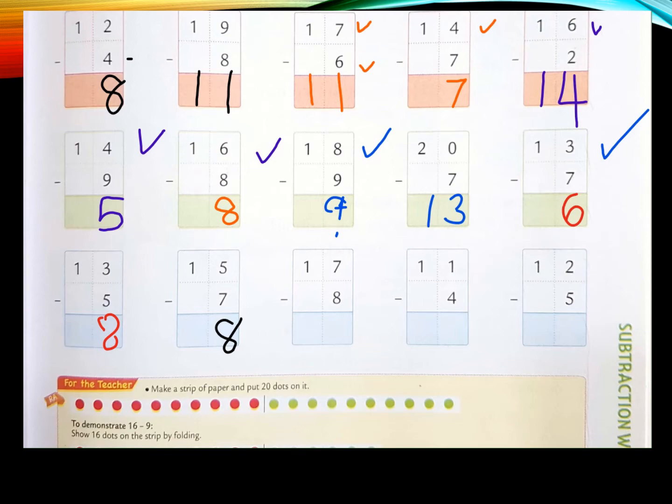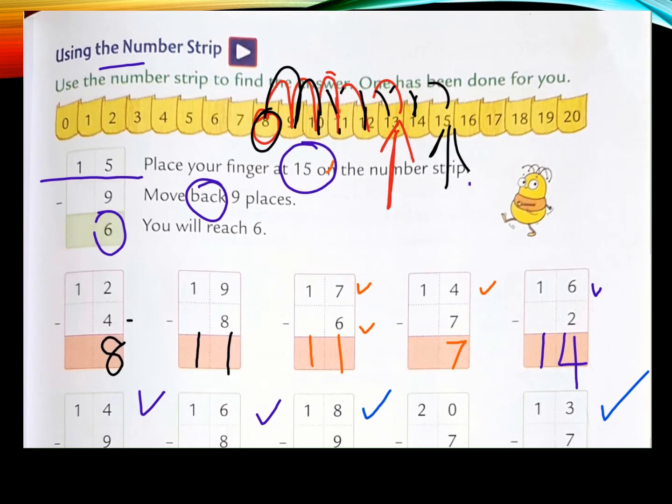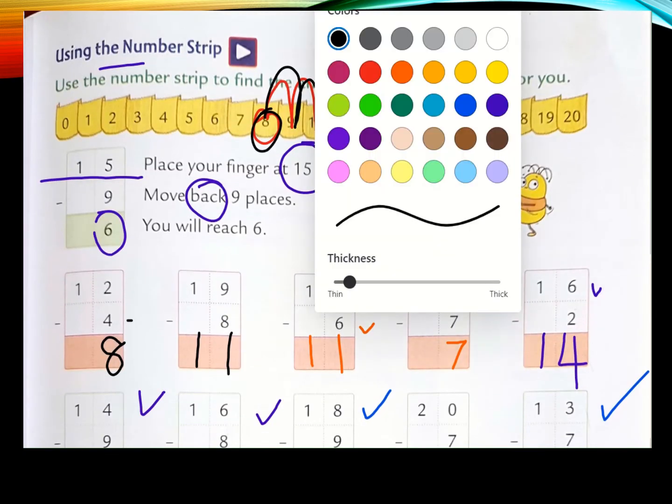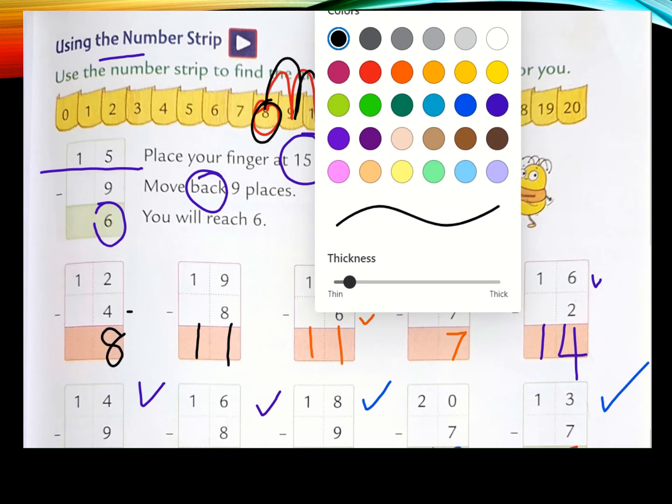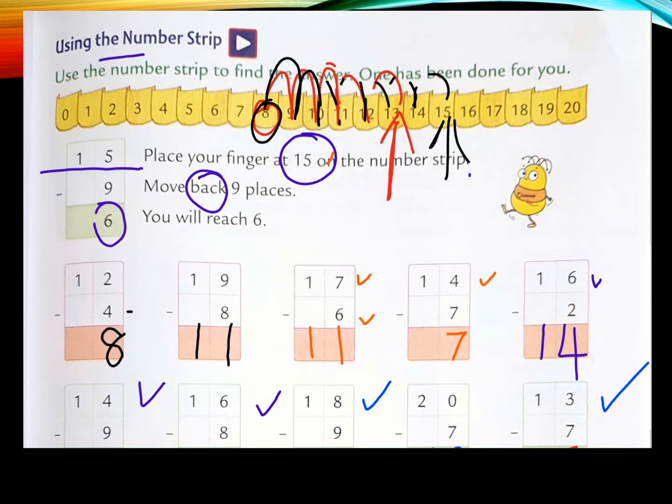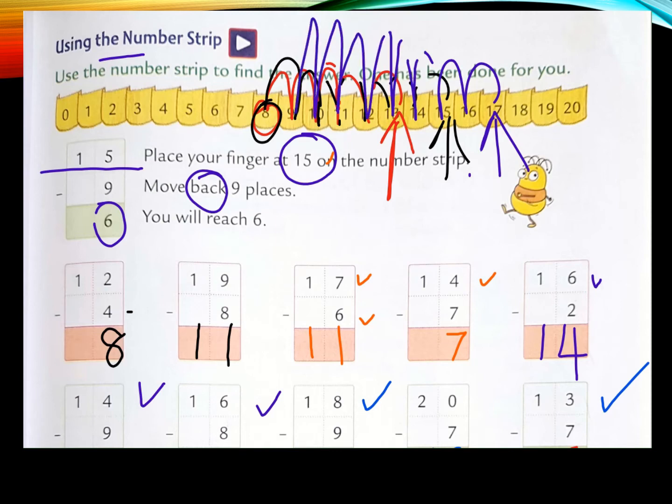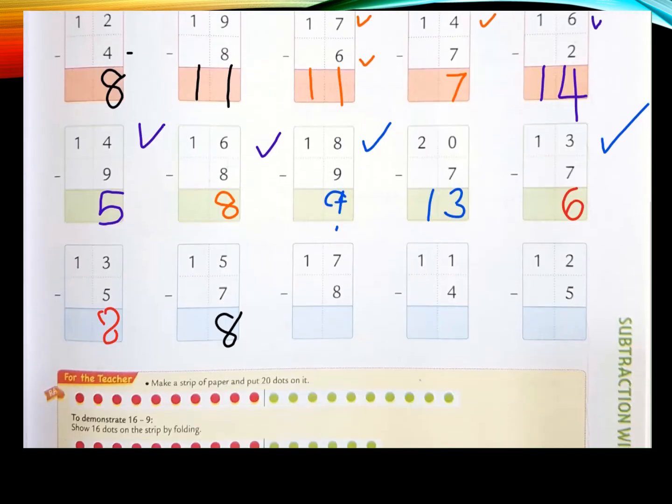17 minus 8. 1, 2, 3, 4, 5, 6, 7, 8. Answer is 9.